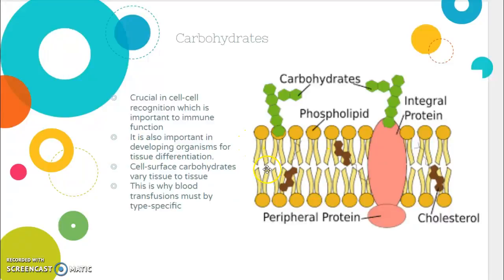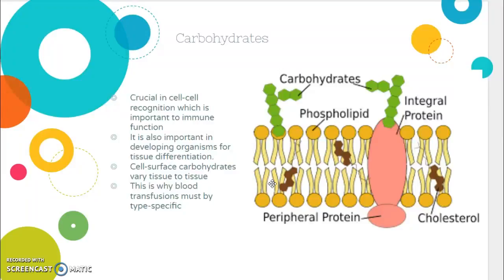So we've covered the phospholipids and the proteins. The carbohydrates are these green structures up here. They're really important in cell-to-cell recognition, so how cells recognize each other, because these structures basically identify the cell as what they are. It can also be important when organisms are developing for their different tissue differentiation.